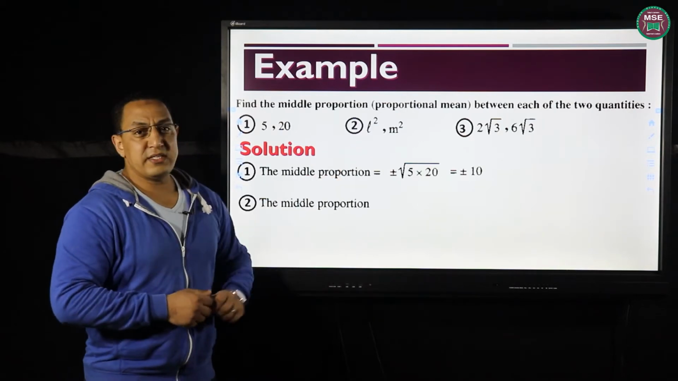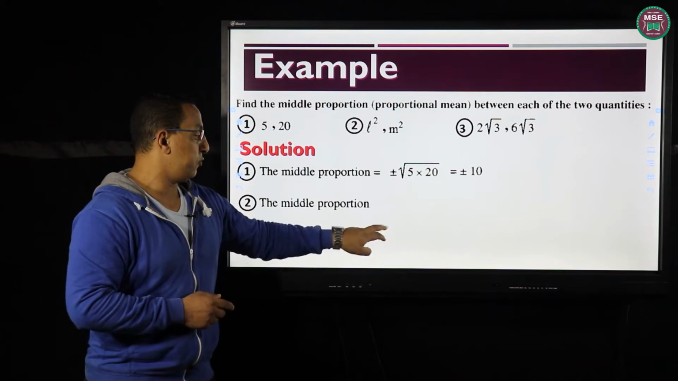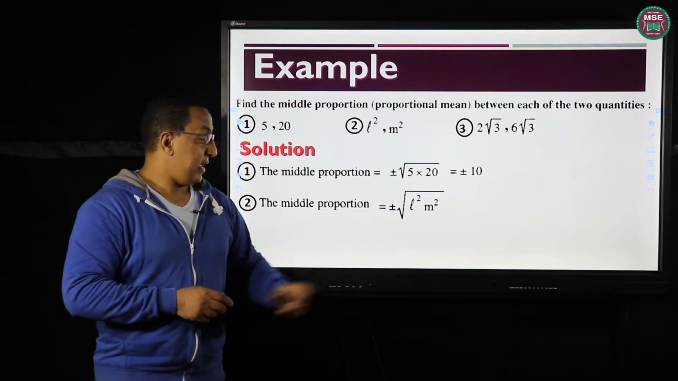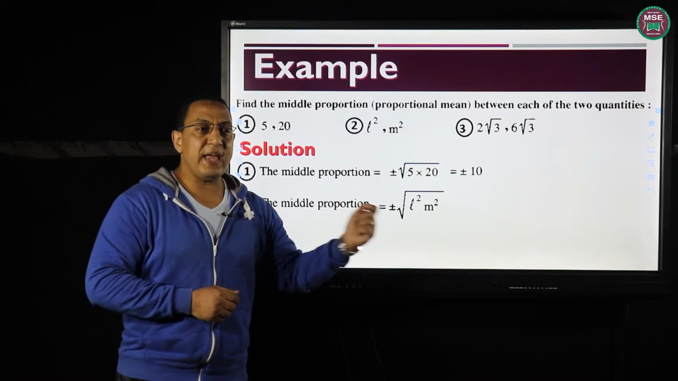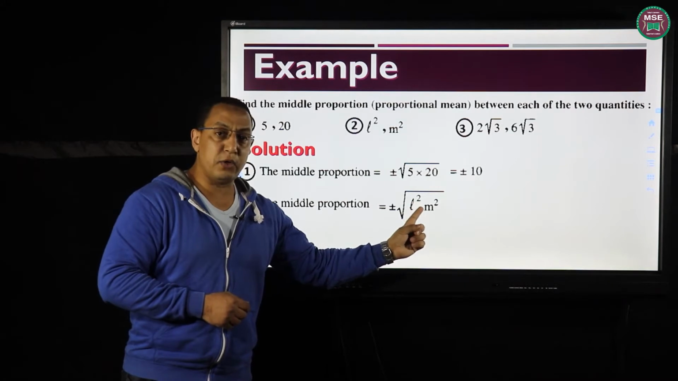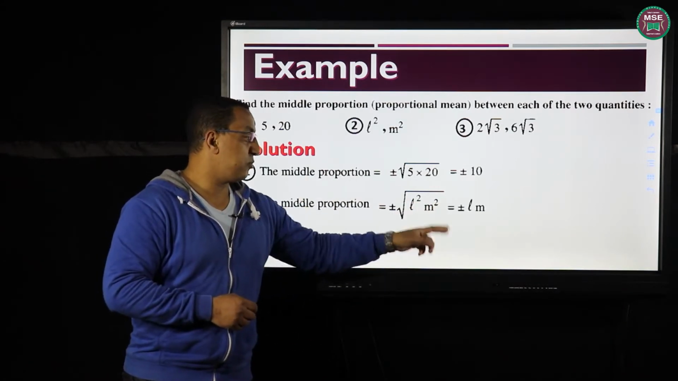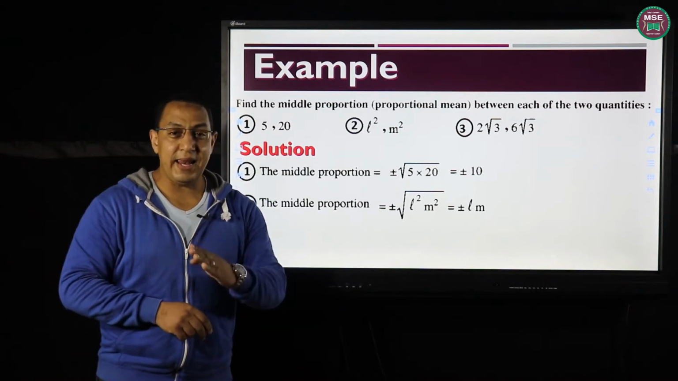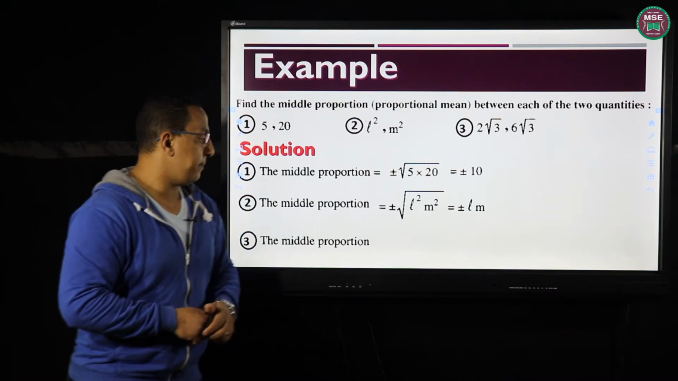Another one, the second: the middle proportion equals negative or positive square root of L to the power of 2 times M to the power of 2. We studied before that to find the square root of any power, we divide the power by 2. So I'm going to divide the power 2 and the power 2 by 2, to get negative or positive LM. This is the middle proportion between L to the power of 2 and M to the power of 2.